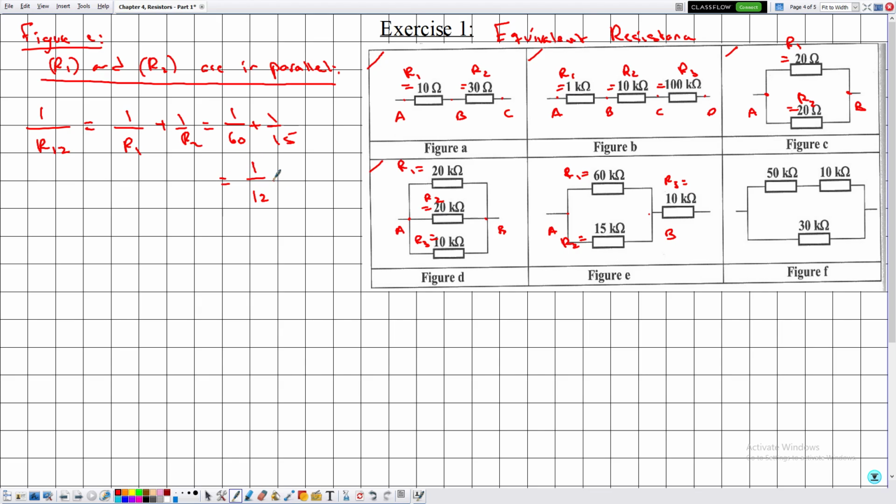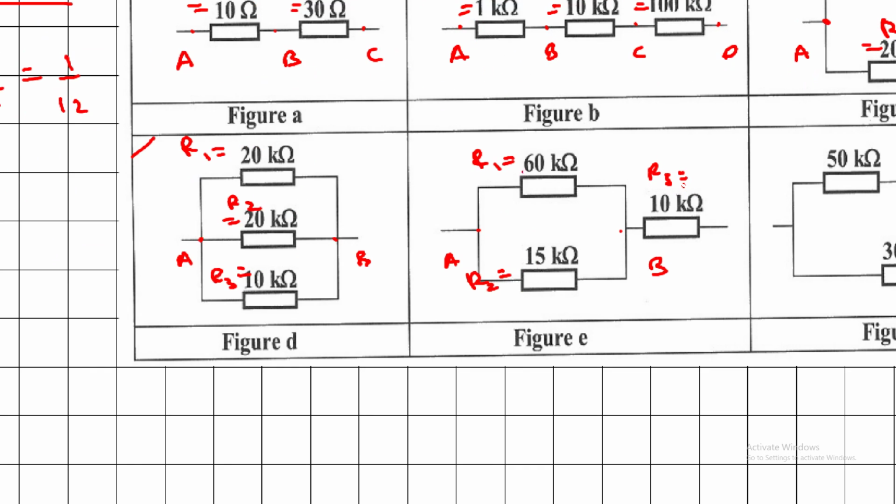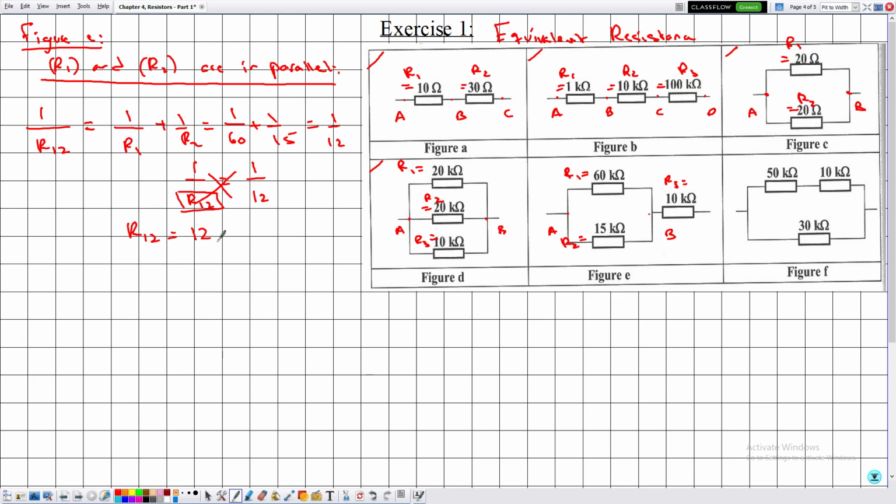Now what does this value represent? This value represents the value of 1 over R12, and we are interested in determining the value of R12. Then in this case R12 is equal to 12, but notice that because these are expressed in kilo ohms, the value of R12 will be expressed in kilo ohms.